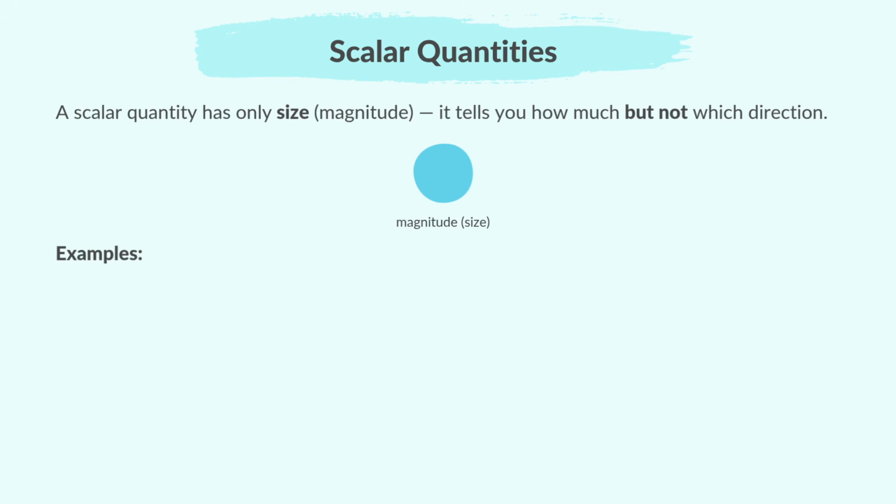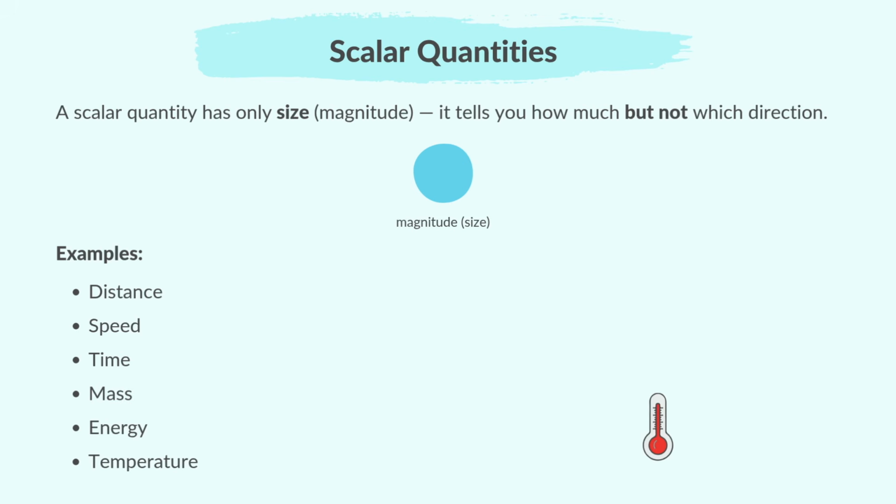Examples of scalar quantities include distance, how far something travels. Speed, how fast it moves. Time, how long something takes. Mass, how much matter something has. Energy, how much work can be done. Temperature, how hot or cold something is.